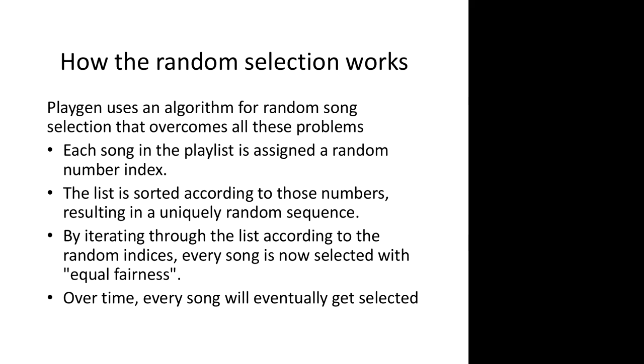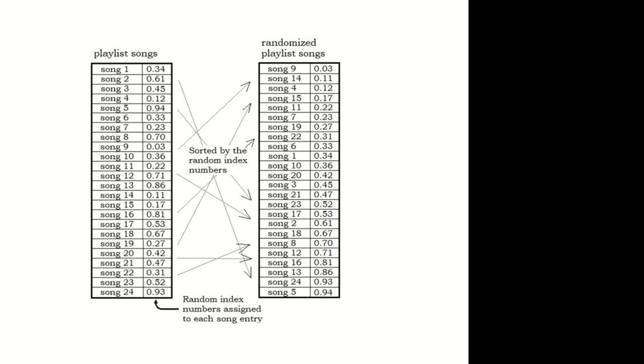So what I'm doing instead in Playgen is I have an algorithm of improved random selection that's geared for good human experience. Every song in the playlist will be given a random number index, and then the list will be sorted according to those random numbers. Okay, so now you're taking the entire song list and mixing it up like shuffling cards. Now, if you iterate through this list, you will step through in a random sequence, and eventually every single song will get selected. Okay, you're guaranteed that as you iterate the list.